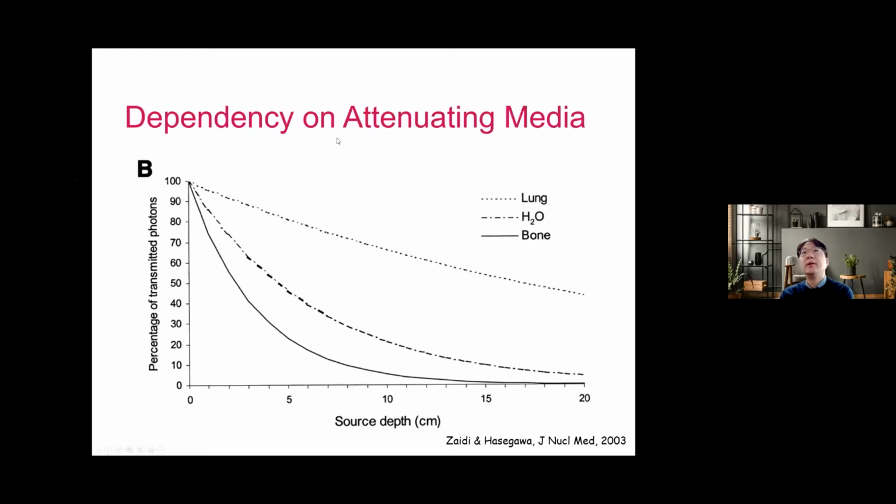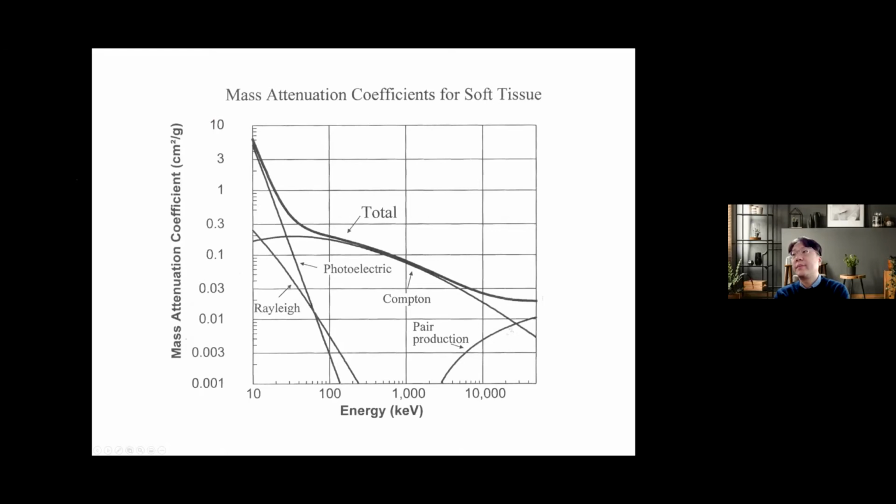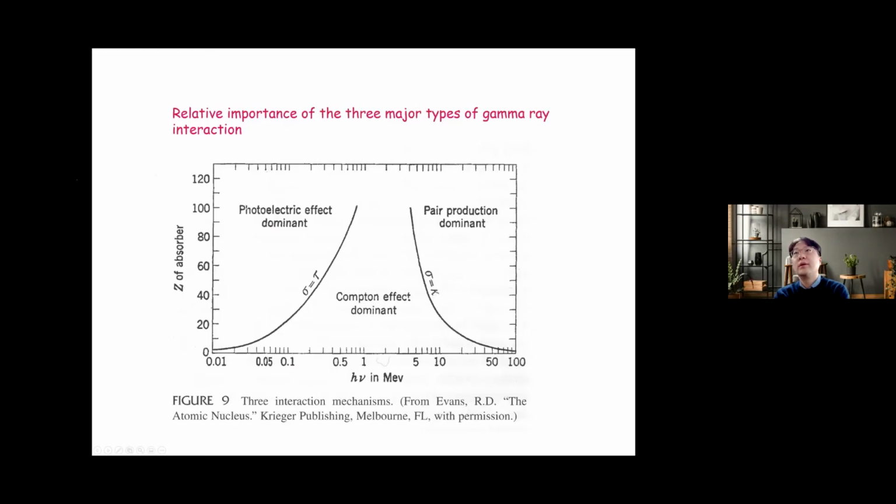This slide shows the dependence of attenuation on the attenuating material. As I told you, for materials with higher density and higher atomic number, the radiation is better attenuated. So bone attenuates better than water, and water attenuates better than lung. This is why the percentage of transmitted photons is lower with bone than with water or lung at the same source depth. Okay. I explained this slide before, and this one as well.